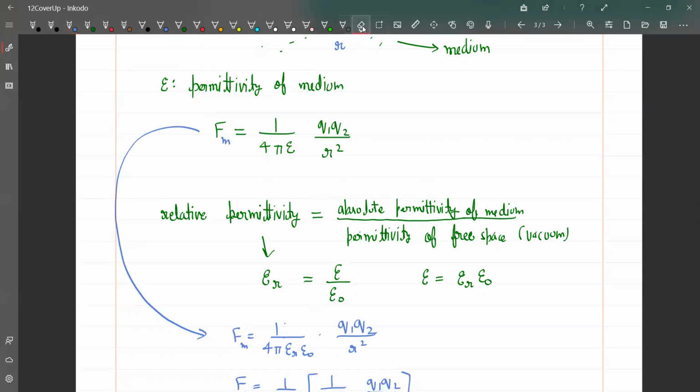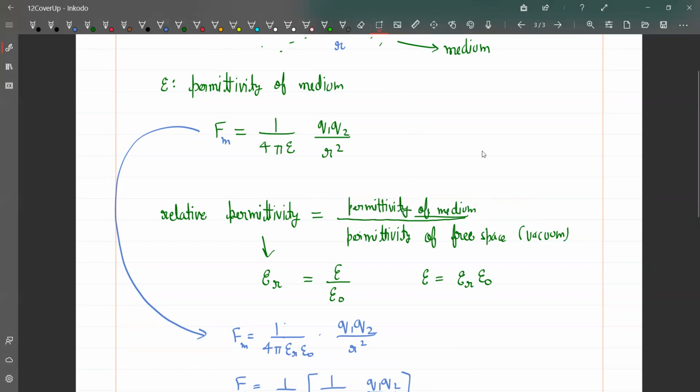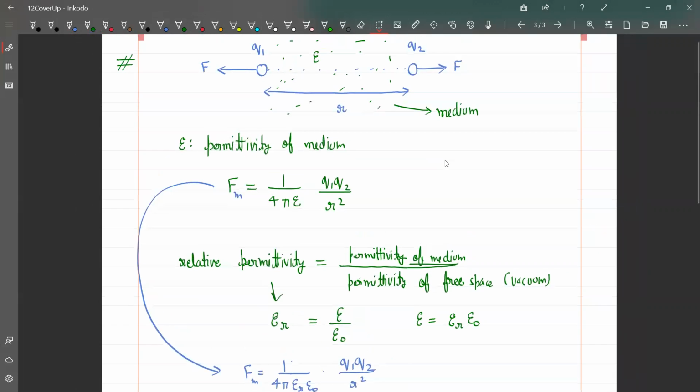Absolute permittivity is the same as permittivity. So we can either write it like this or like this. Any questions over this? No, sir. Okay. Do tell if I'm going too fast.